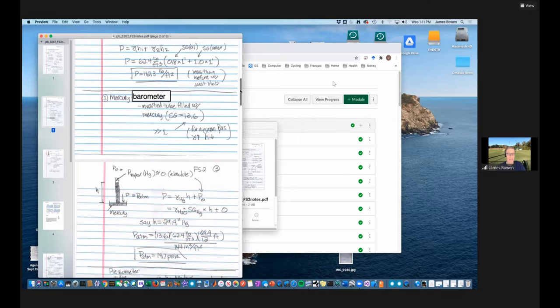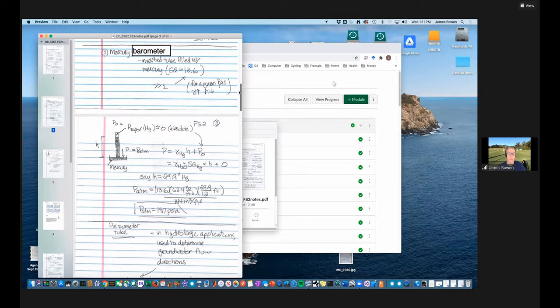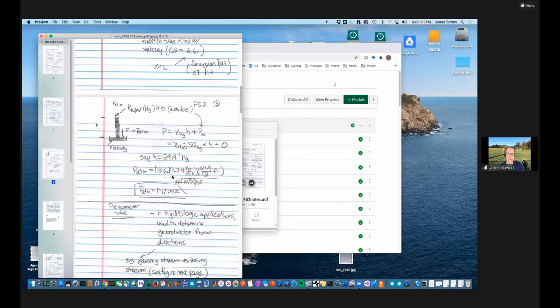All right, and then we go through the mercury barometer, and there's a problem here that is quite similar to the first problem where you're given inches of mercury, and in this case, you don't use it to calculate a pressure, but you use it to calculate the atmospheric pressure. And that works because the reference pressure that you would add to the other term is the vapor pressure of mercury, which is a really small number.